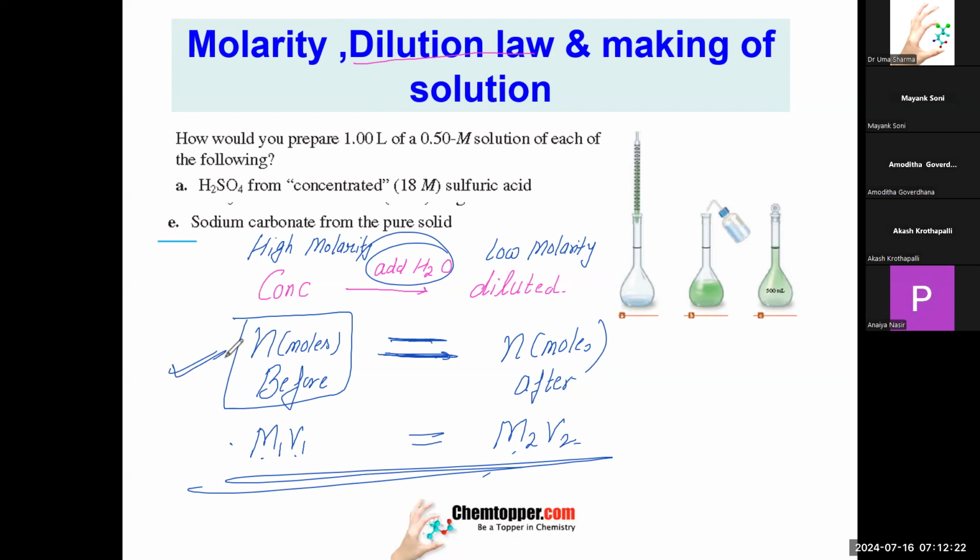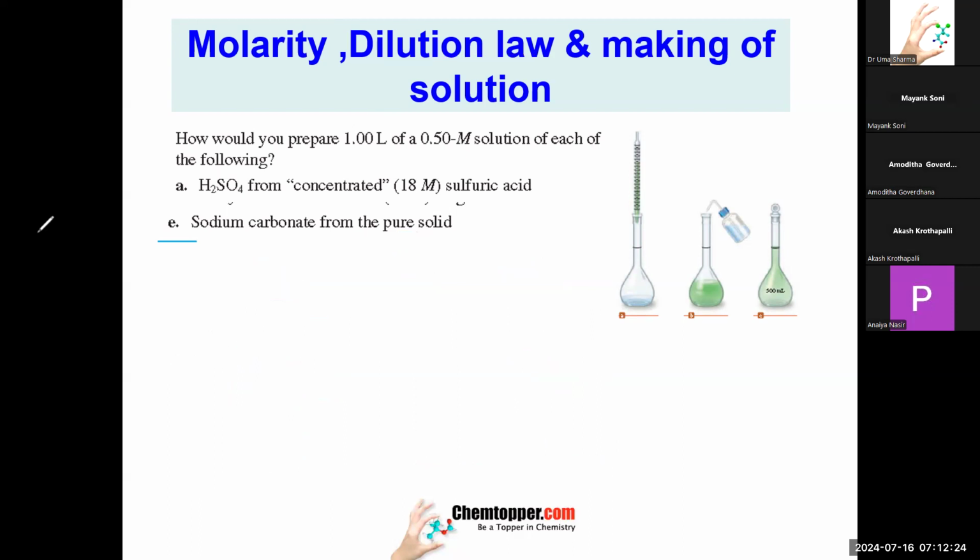Okay, ready to do this question? A part. You can say this is M1. Now I want to convert this molarity to 0.50 molar. You know, this is called fuming acid. Very harmful. You have to be very careful when you are dealing with it. I've heard of many accidents in the labs just because of this acid and hydrochloric acid. 18 molar. Very concentrated.